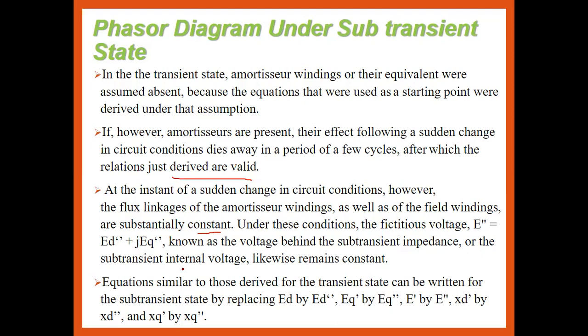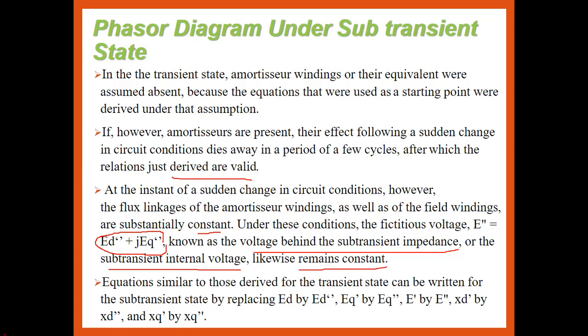But in terms of the transient, E dash is equal to ED dash plus jEQ dash. In terms of the subtransient, the internal voltage E double dash is equal to ED double dash plus jIQ double dash, known as the voltage behind the subtransient impedance or the subtransient internal voltage, which remains constant as compared to the transient or the steady state condition.